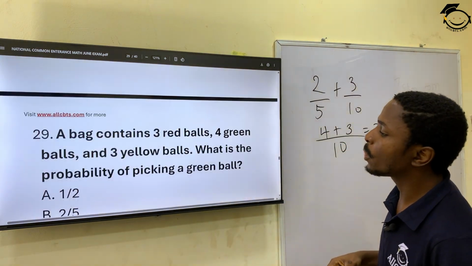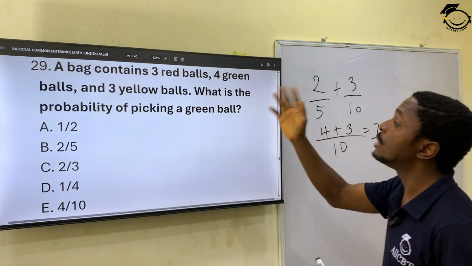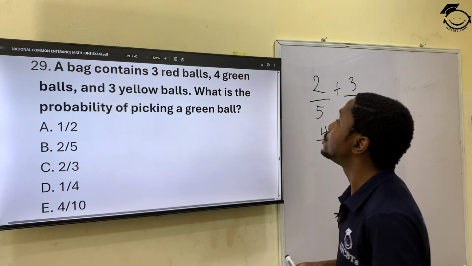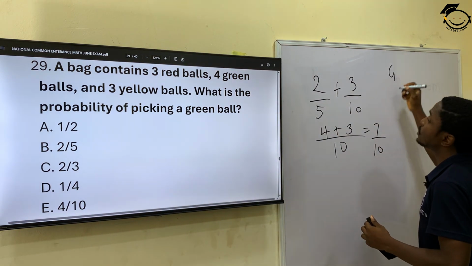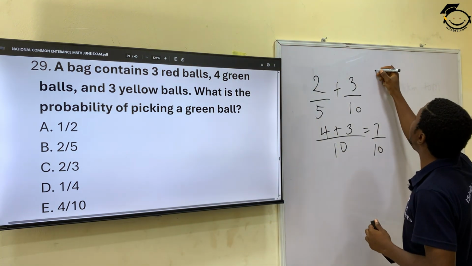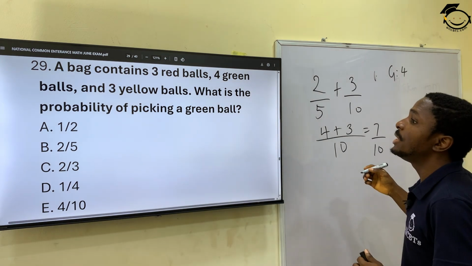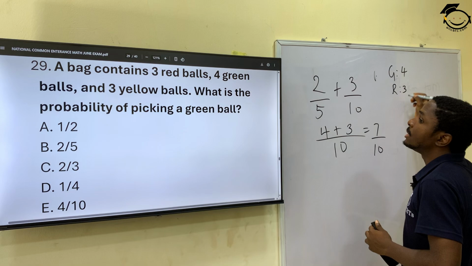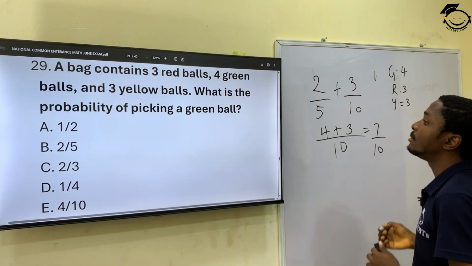29. A bag contains 3 red balls, 4 green balls, and 3 yellow balls. What is the probability of picking a green ball? So we will represent green ball by what? G. So how many green balls? 4 green balls. Okay. How many red balls? Indicated by R, 3. How many yellow balls? Yellow, 3. What's the probability of picking a green ball?